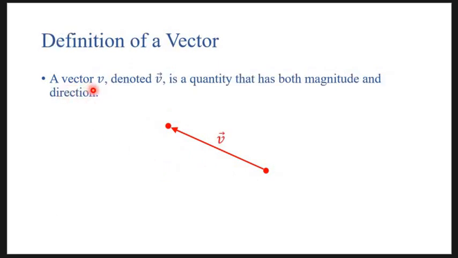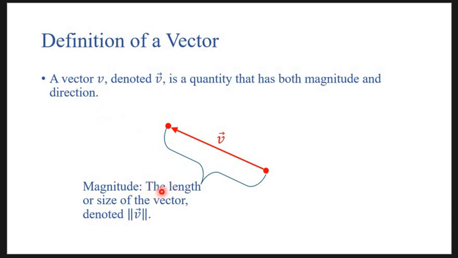A vector V, denoted by the letter V with an arrow above it, is a quantity that has both a magnitude and a direction. So that's the definition of a vector. And the magnitude is just the length or size of the vector, and it is denoted by two vertical bars on each side of the vector symbol.